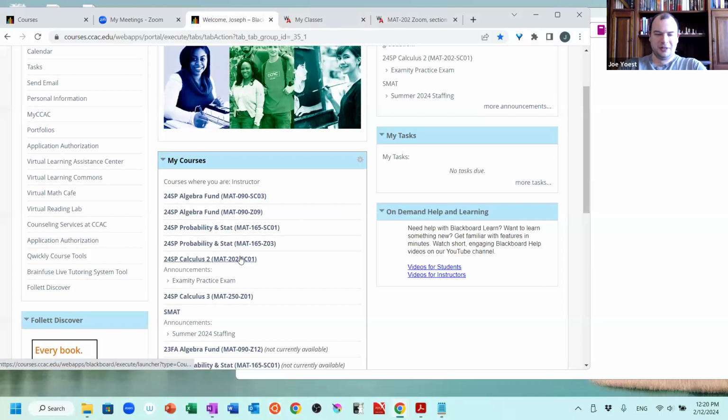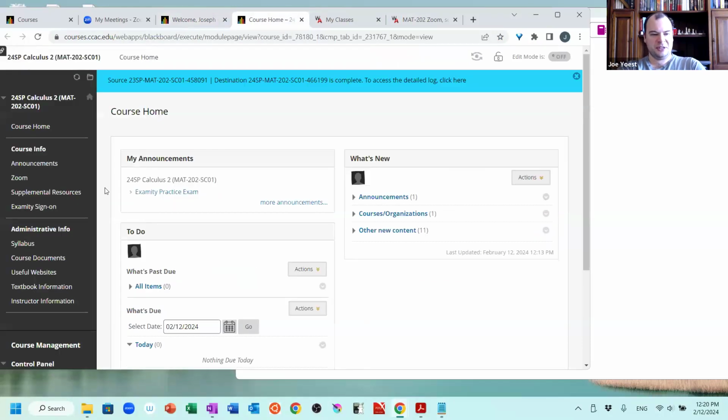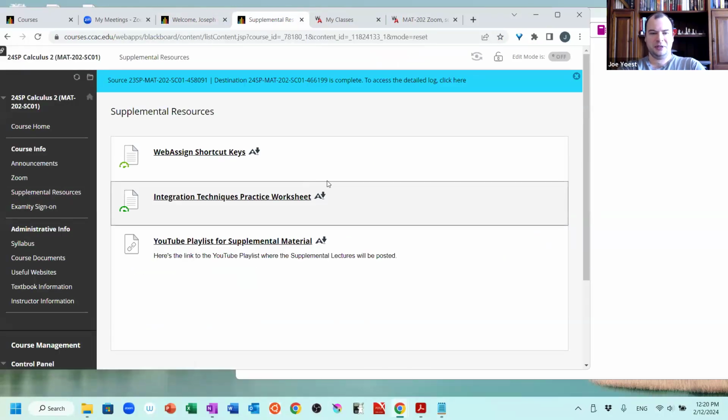Also, and I forgot to mention it with all the Examity stuff, in the supplemental resources I posted an integration techniques practice worksheet. These are just some integration problems that are separated from the homework sets. In the homework sets, if you know a problem is from 7.4, you kind of know you need to use partial fractions for it. In this practice worksheet, there's no alignment to sections, so it's not so clear what the right technique to use is.